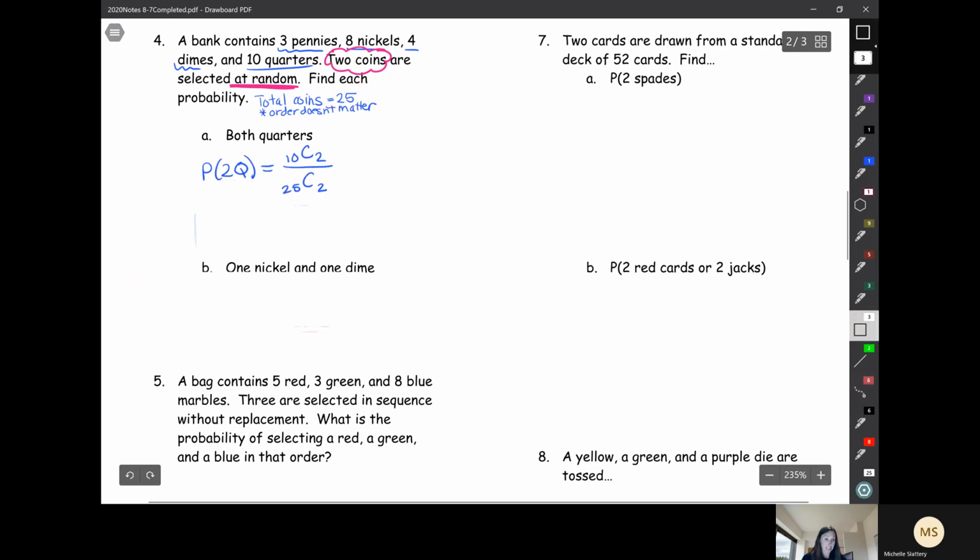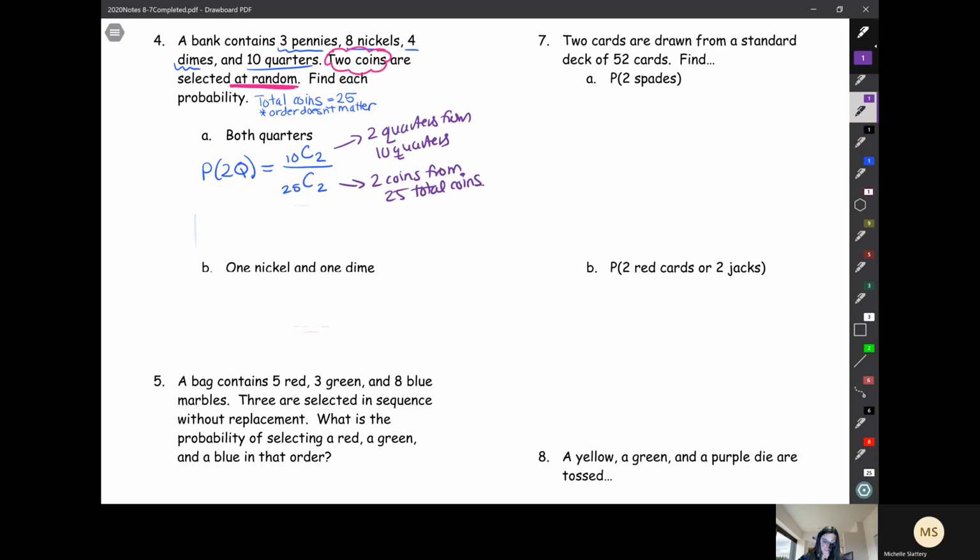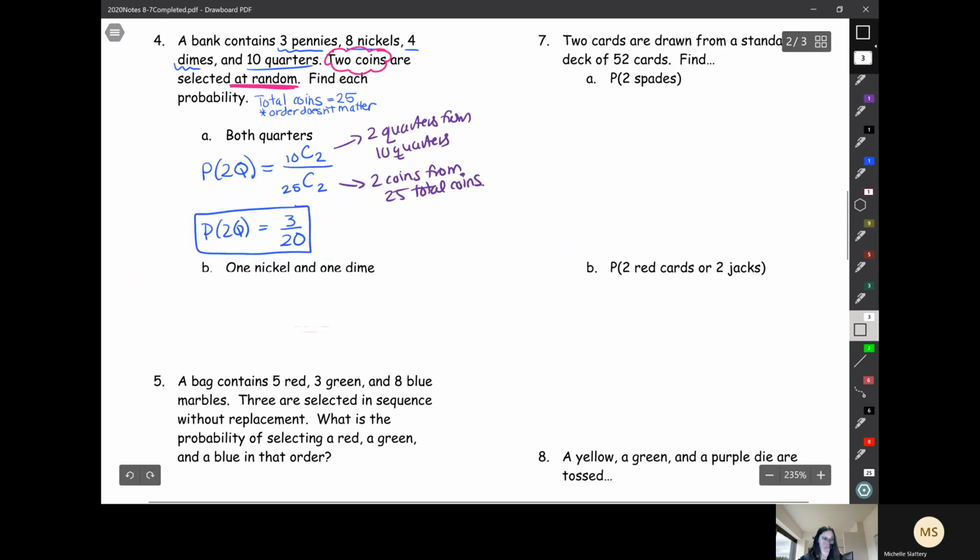So I'm going to start with 10C2, and this is choosing 2 quarters from 10 quarters. And then I'm choosing 2 coins from 25 total coins for my sample space. And I just calculate that. You can use your calculator to calculate that if you would like. And here we end up with 3/20.